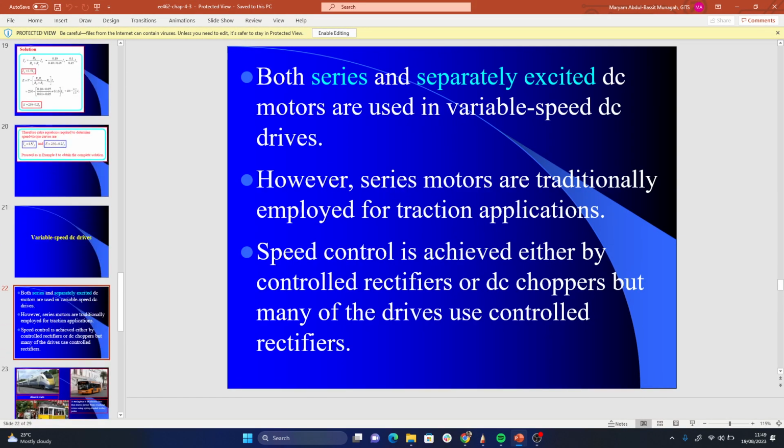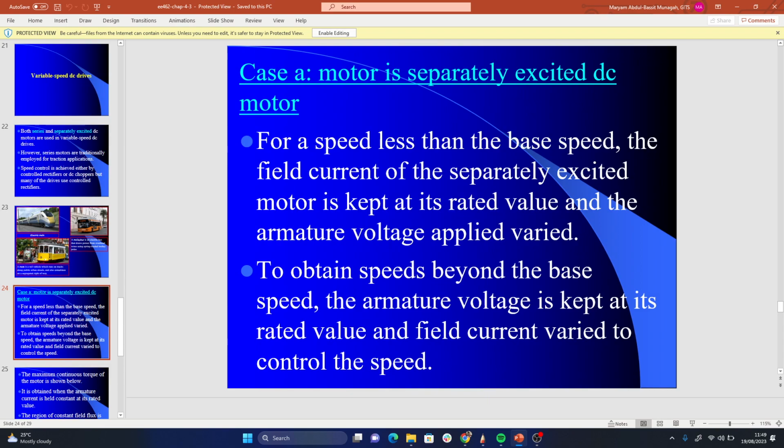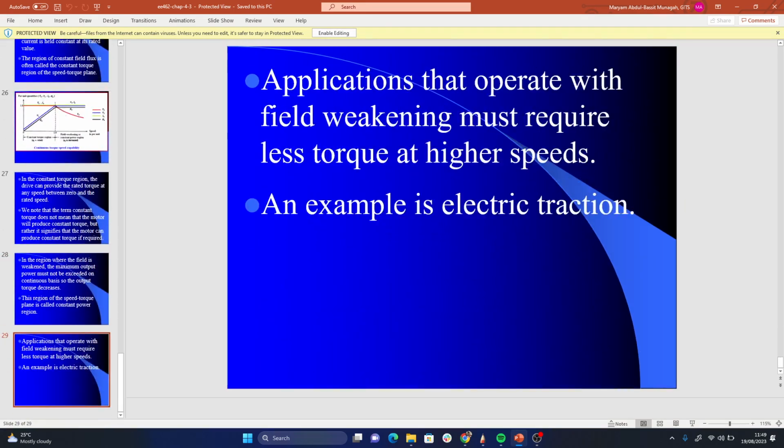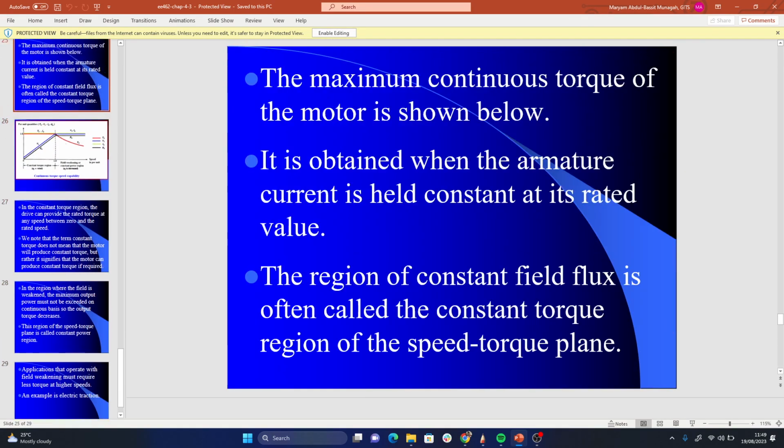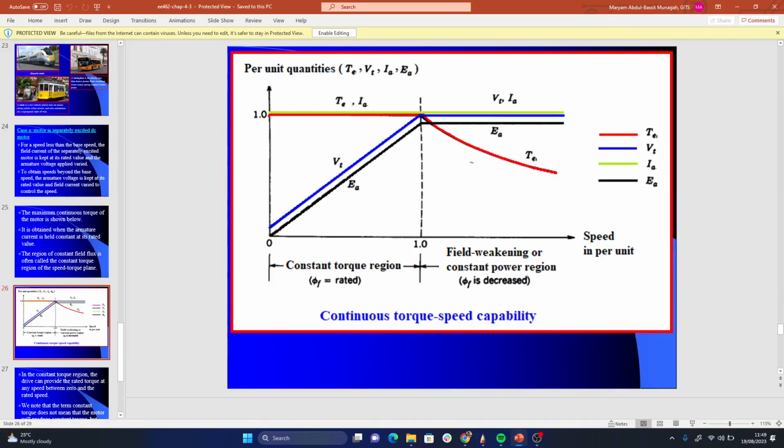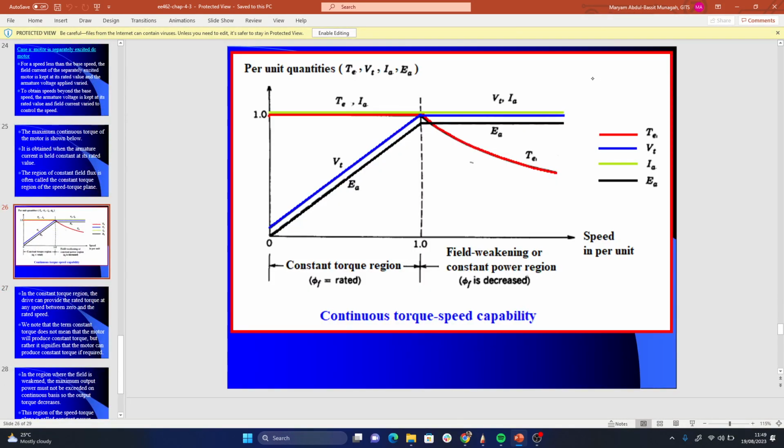Let's see. Just take time to read all this part. This graph is not any complex graph. You see, we have the motor. The armature current is constant, almost constant, right? It's constant. This armature current here.